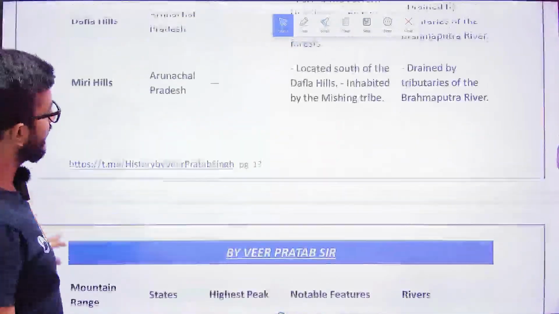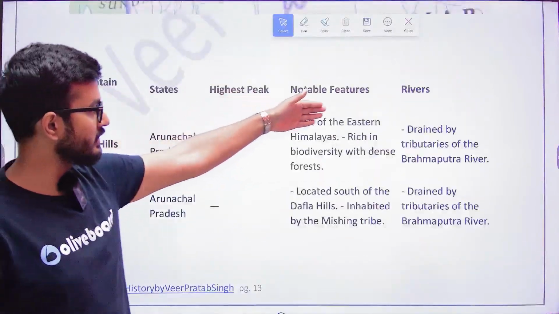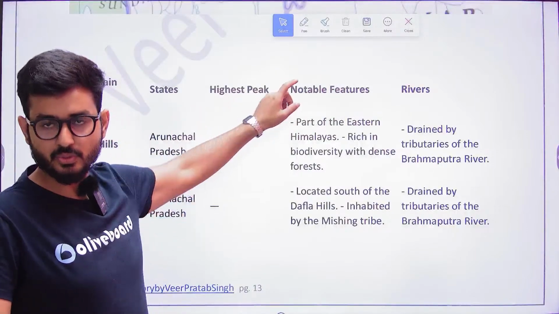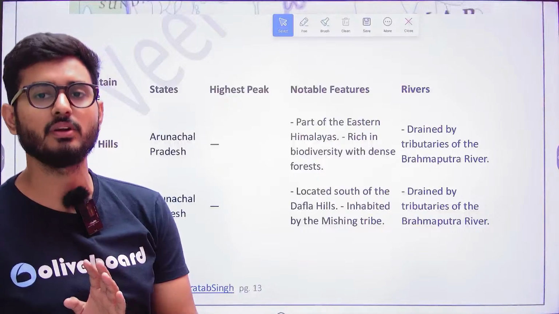Here I have written another aspect: which are the notable features and which are the rivers that pass through. Rivers are most important. This is utmost important.